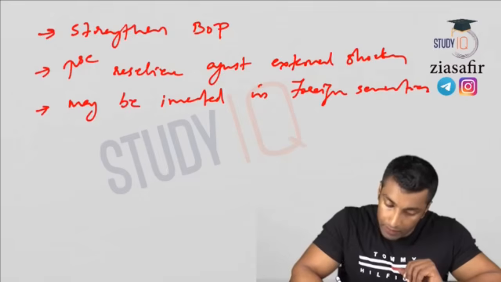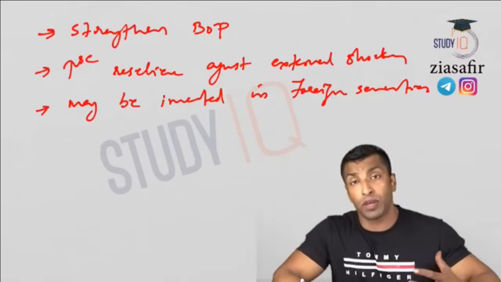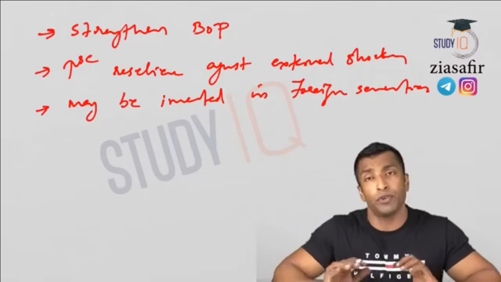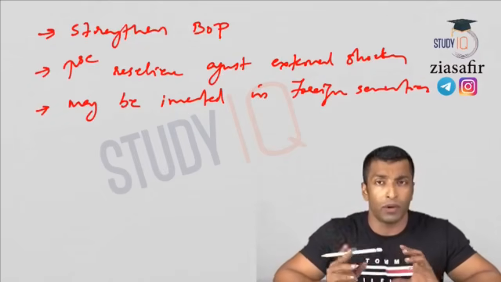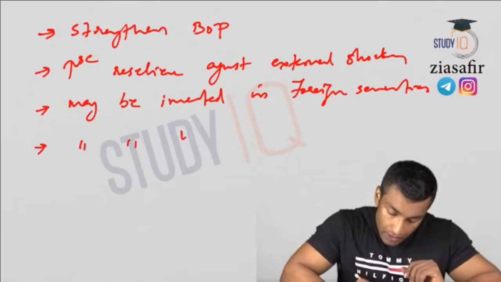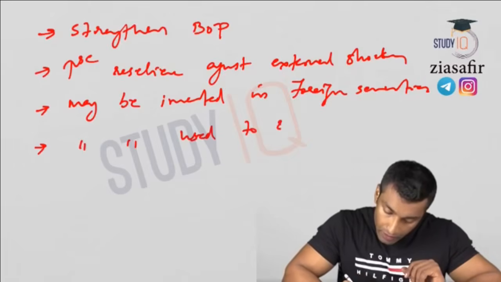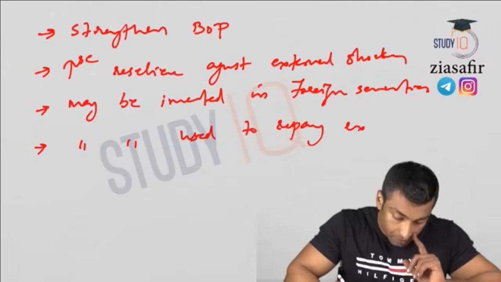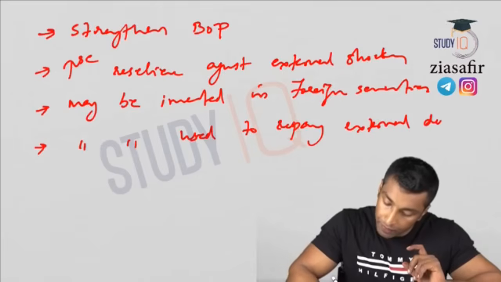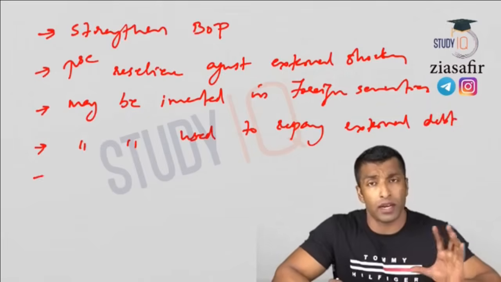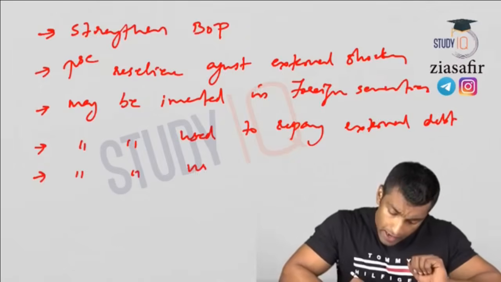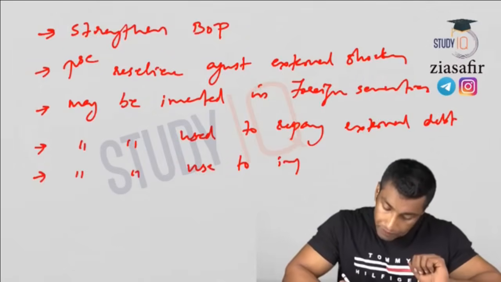And you can use this to pay your external debt. If you use that to pay your external debt, your interest burden will come down. So the current account deficit can come down. It may be used to repay external debt, so the interest burden will come down, the current account deficit will reduce, and it may also be used to import.